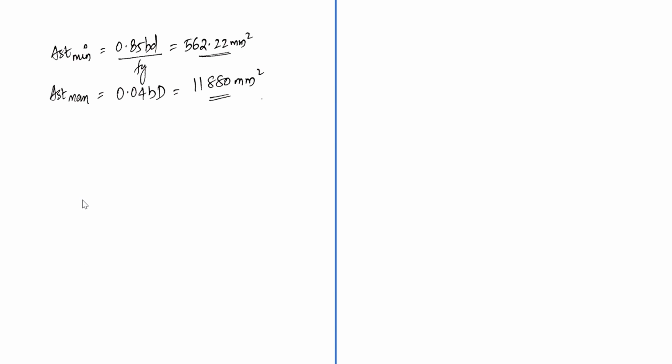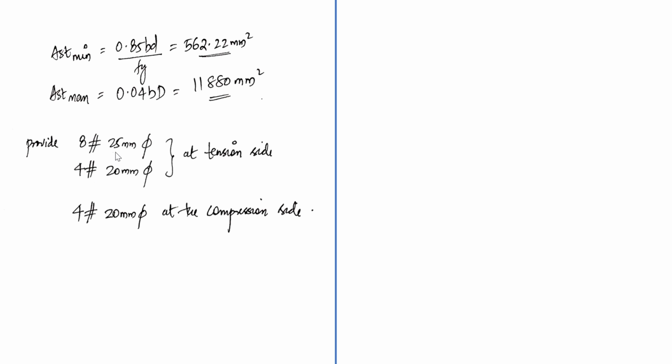Now we will go for providing 8 bars of 25 mm Phi and 4 bars of 20 mm Phi at the tension side, and 4 bars of 20 mm Phi at the compression side. How to determine this depends on a trial and error method. You can assume any number of bars which are available in the market, that I have told you before. Actually, the width of the beam is 450 mm. It is a very big section. That's why we got this much amount of reinforcement.